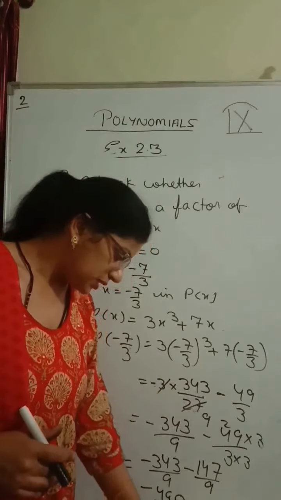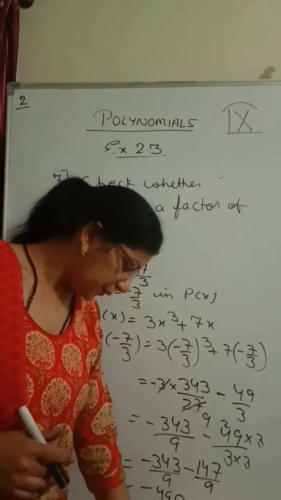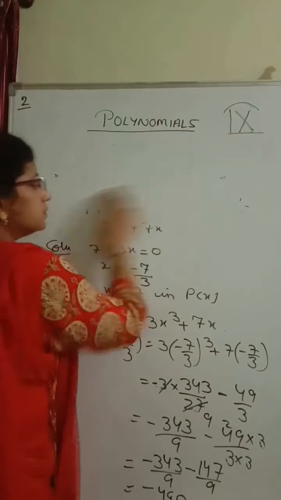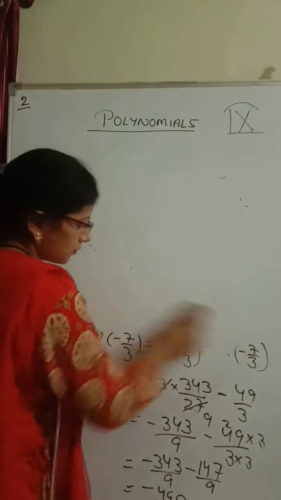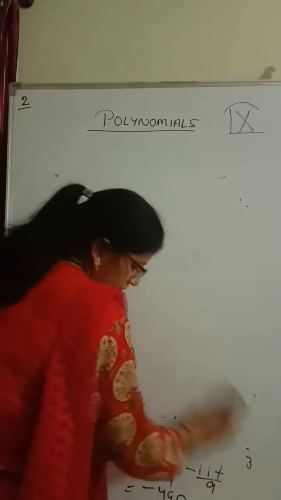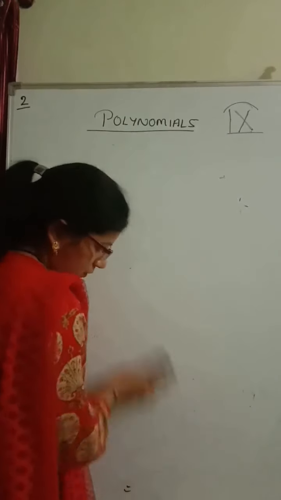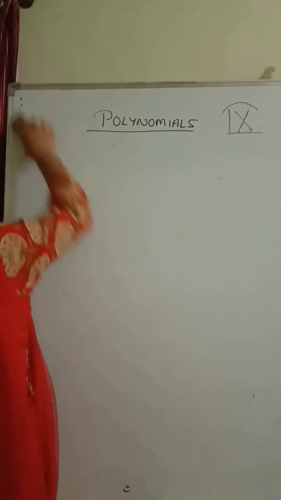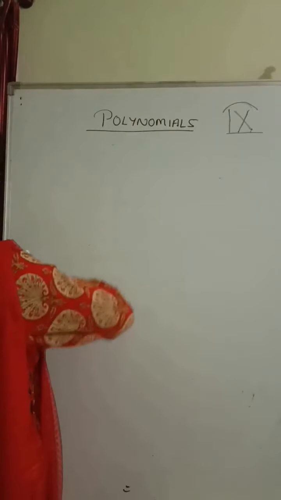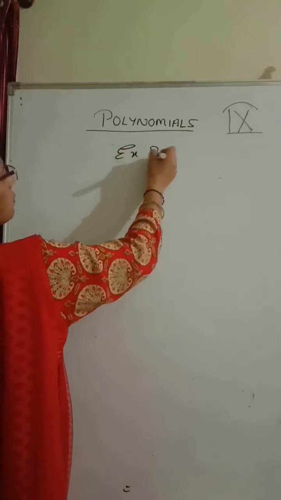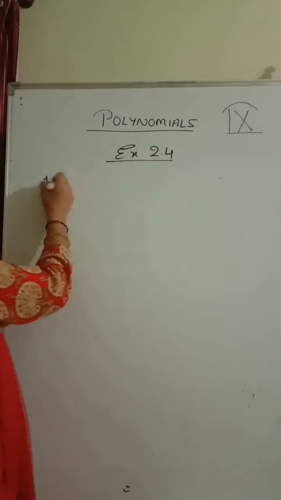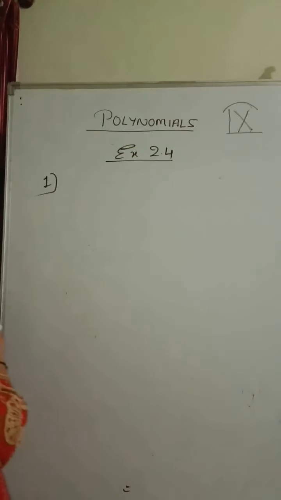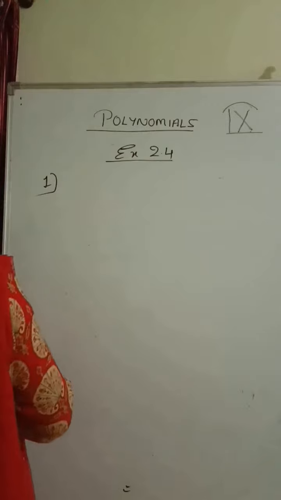Let us go to the next exercise 2.4. Okay, so exercise 2.4, let us start. Exercise 2.4. What is the first question? First question is, determine which of the following polynomials has x plus 1 as a factor.